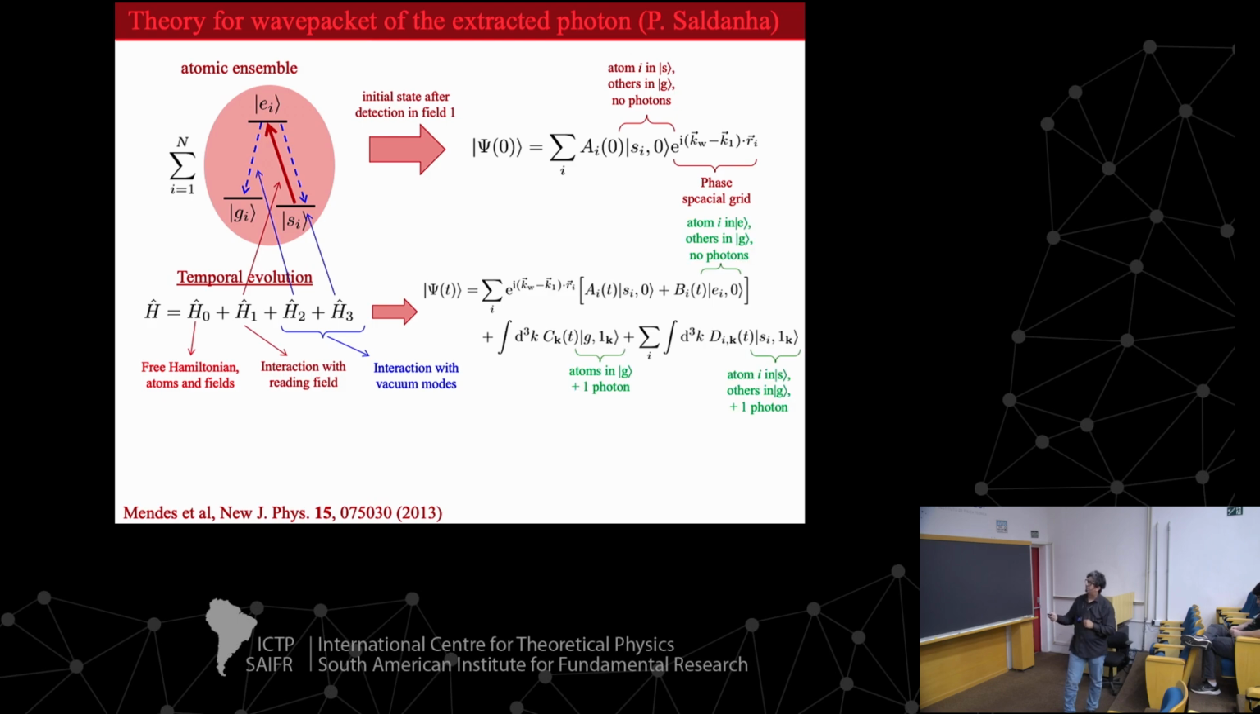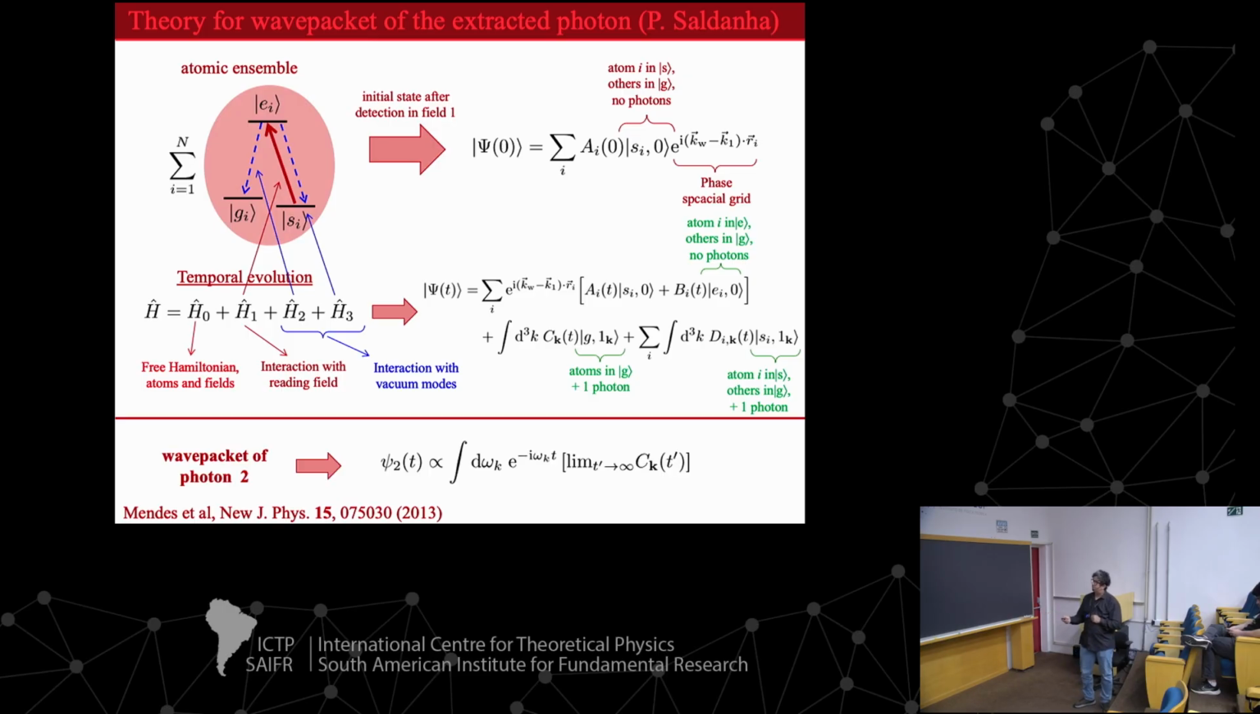And so I have one atom, for example, here. All atoms are in G and have plus one photons. This means one atom is in S, and I have one photon, because this is just a transition where I go up, and then I emit a photon here. And from this, I can deduce the wave packet of the read field, of the readout photon. Some interesting things appear when you do this kind of first principles theory.